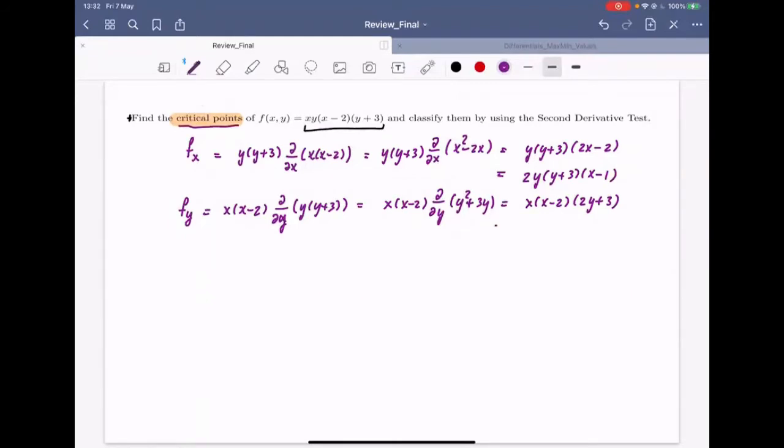And then now we need to find the critical points first. You can see that fx equals 0 when this is equal to 0. This thing, the one that I highlight in orange, is equal to 0 when x equals 1 or y equals 0 or y equals negative 3. Okay. On that side, you have x equals 1, y equals 0, or y equals negative 3.